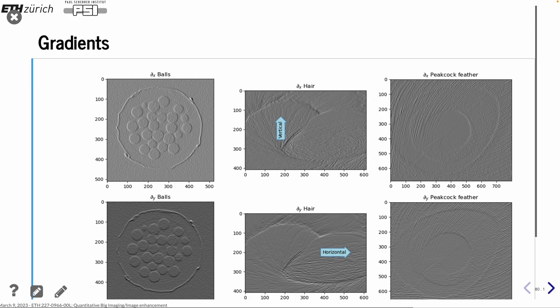The first thing would be to take a look at the gradients. Here we can see the gradient in the x direction, where we can see the vertical lines, also very nicely in the hair and the peacock feather. It's not so easy to really determine what is vertical and what is not. With the y derivative, you see more of the horizontal side, also in the hair, but the peacock feather looks almost the same. So it's not easy to tell anything directly from these.